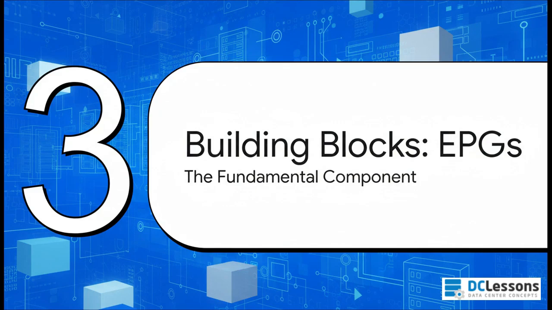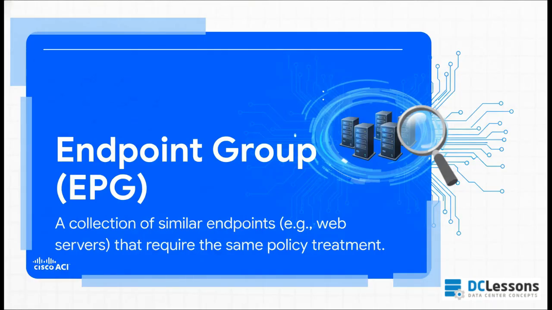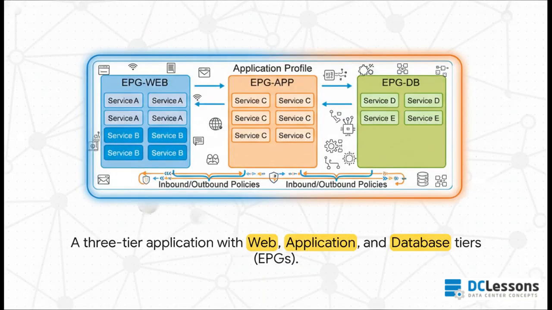Now, to build this blueprint, we need some fundamental building blocks. And the most important one is what we call the endpoint group, or EPG for short. So what's an EPG? It's just a collection of things that do the same job and need the same security rules. So instead of trying to manage 10 different web servers individually, you just manage one logical group, the web tier. Any server, doesn't matter if it's physical, virtual, or even a container, if it serves web pages, it goes into this group and they all get treated exactly the same. Simple as that.